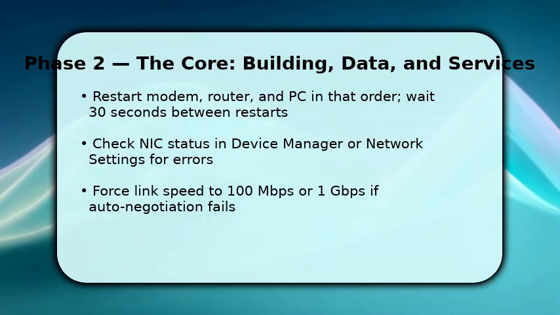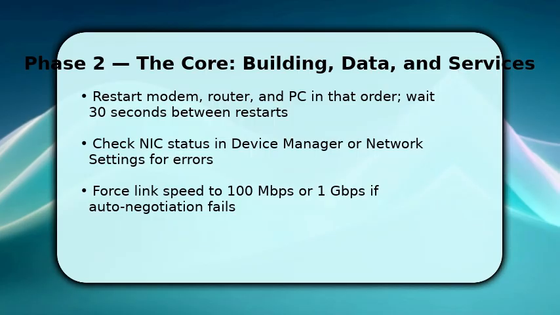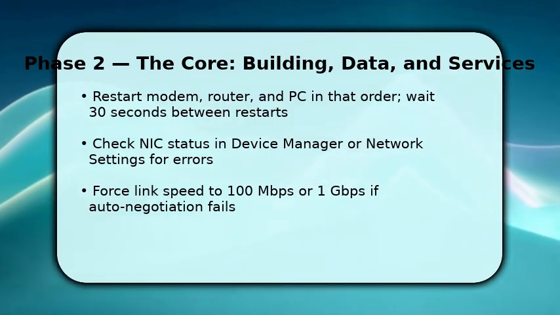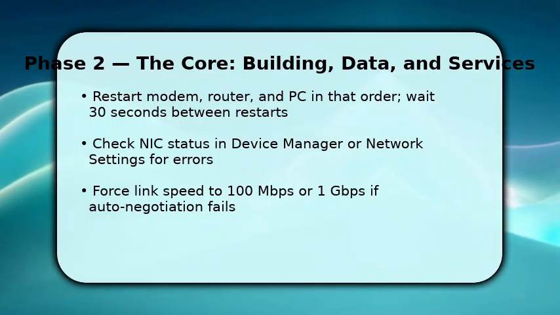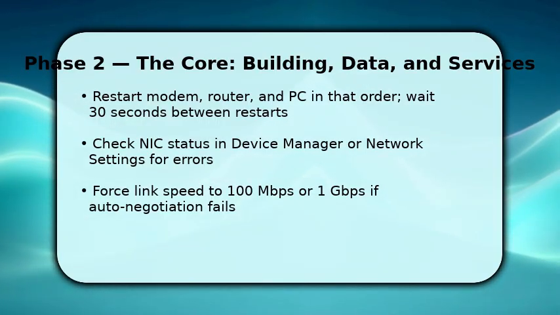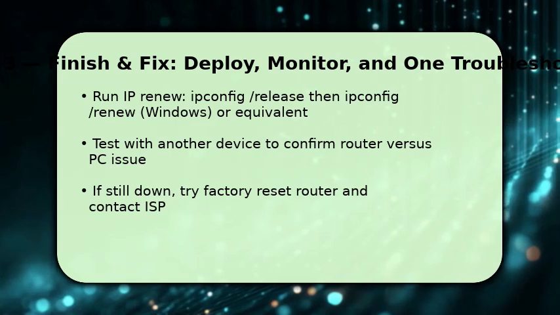Then inspect your network interface card status in Device Manager or Network Settings. Reinstall or update the driver if it shows errors. If auto-negotiation misbehaves, set the NIC to a fixed speed, 100 megabits or 1 gigabit, because mismatched settings can prevent a link. Make sure IP settings are DHCP or correctly assigned. To finish, refresh networking.